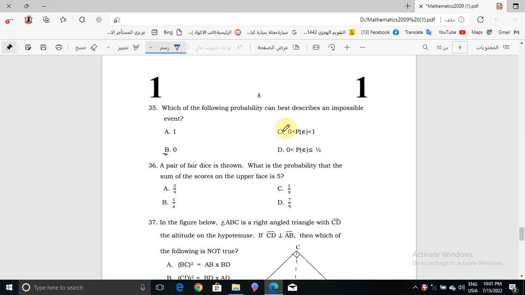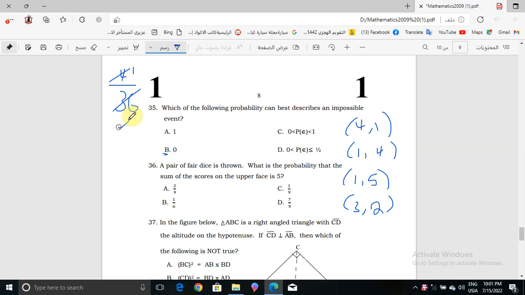Okay, in question number 36, it says, a pair of fair dice is thrown. What is the probability that the sum of the scores on the upper face is 5? Here we will have 4 and 1, 1 and 4, 3 and 2, and 2 and 3. So that means 1, 2, 3, 4. That means we will make 4 over 36. Then divide here by 1 and here by 9. That means 1 over 9. The answer is choice C, 1 over 9.